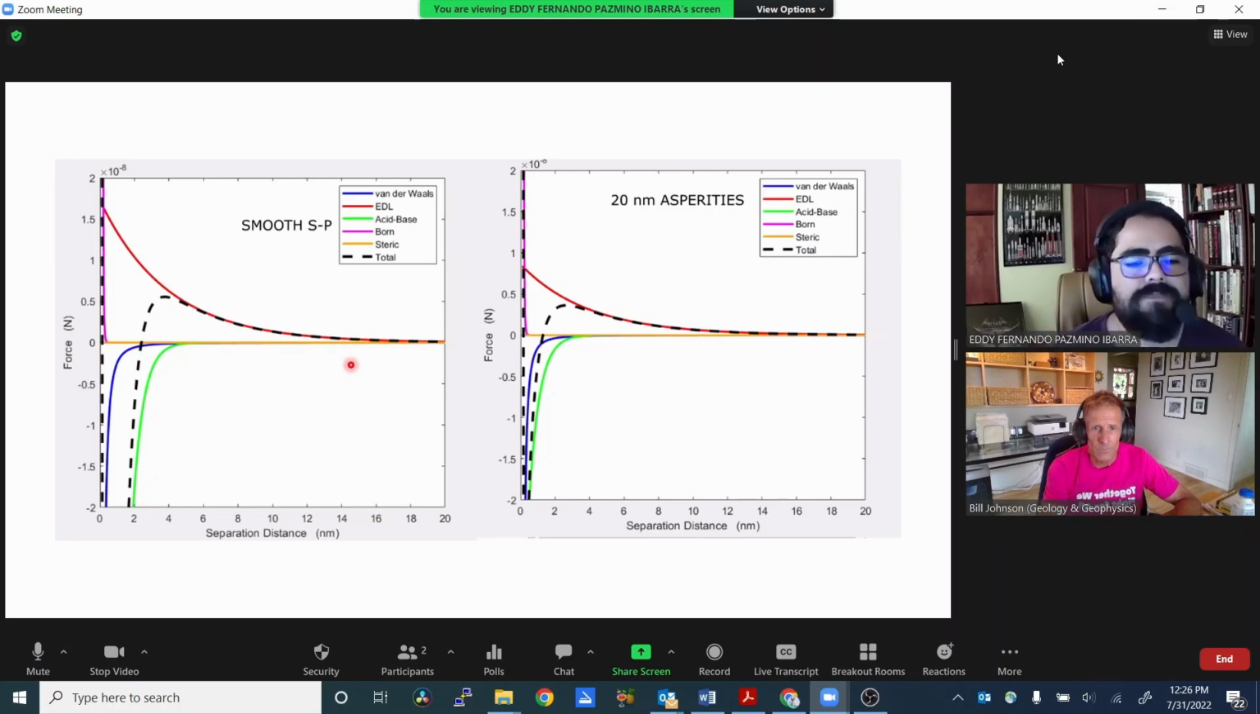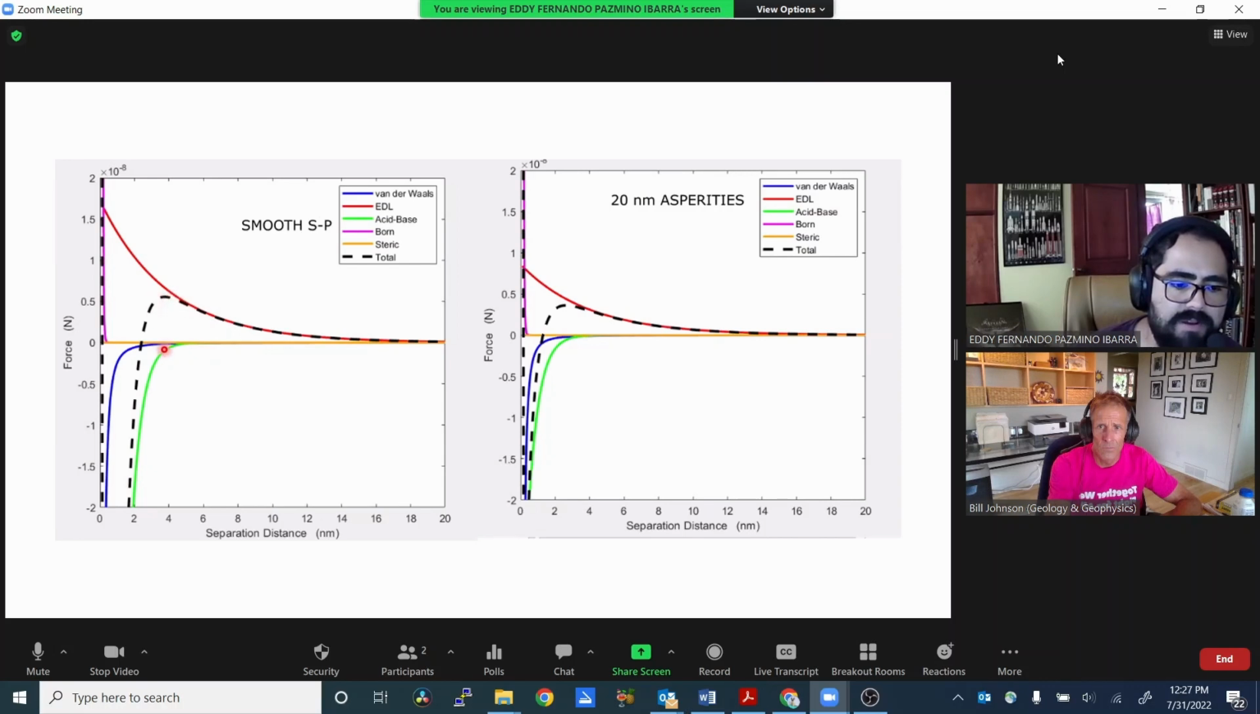Okay, hello. So we generate these force profiles for a spherical colloid and a flat surface. The SP stands for sphere-plate interactions using our XDLVO module from Parti-Suite. In the left one, we have the smooth scenario where all the surfaces are completely smooth, and we can see the combined effect of all the DLVO profiles in the dash line.